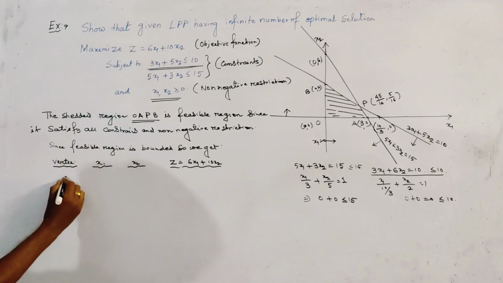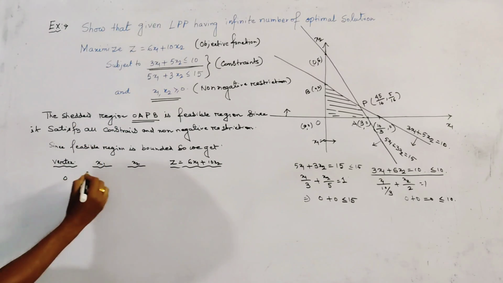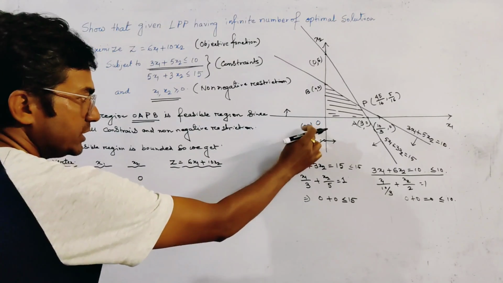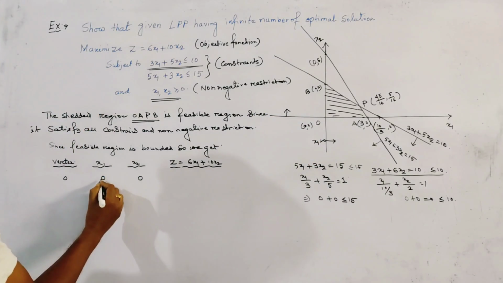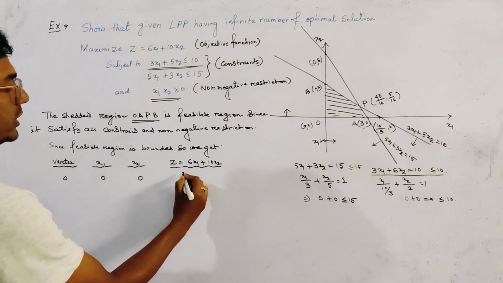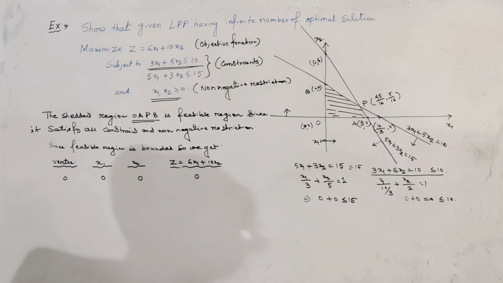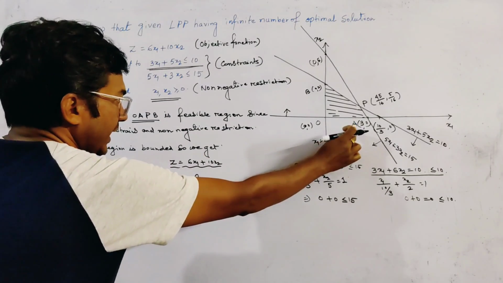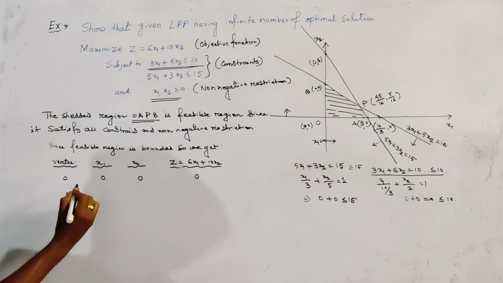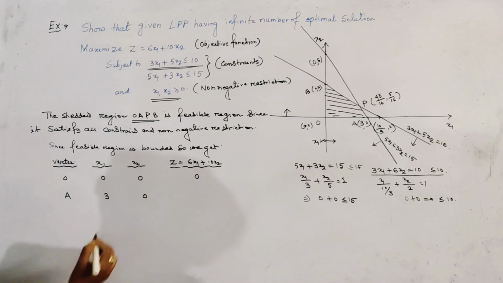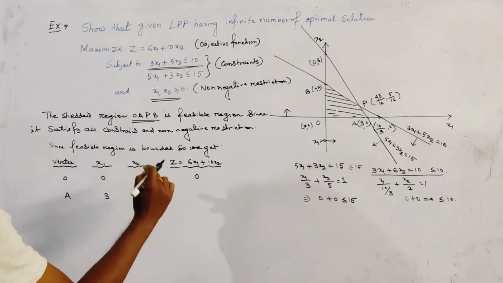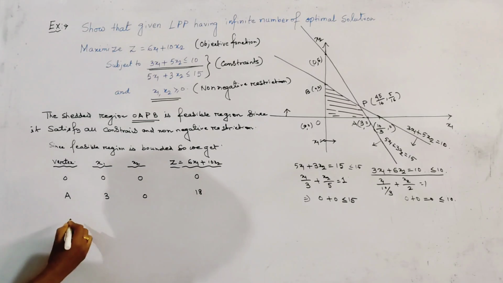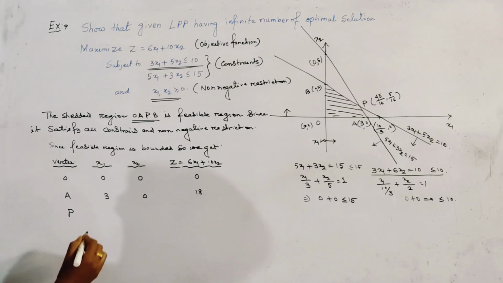Here the four vertices are O, A, P, and B. At O, x1 is 0 and x2 is also 0, because the coordinate of the origin is (0, 0). Putting the values of x1 and x2 here, we get z equal to 0. Then we put vertex A, this means (3, 0). Then clearly we get 18, right?